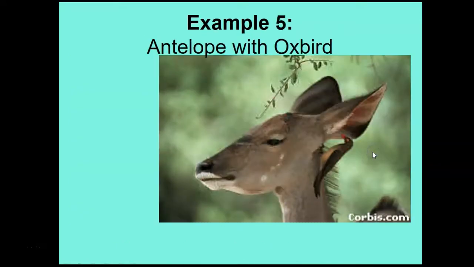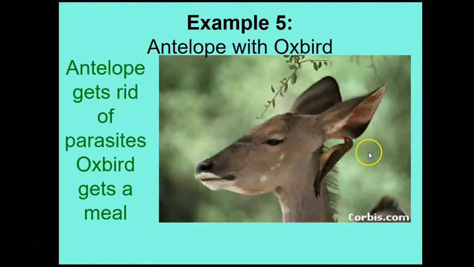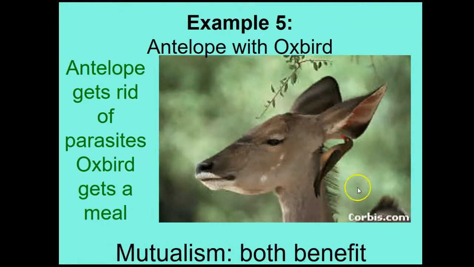All right, the fifth example here we've got is an antelope with an oxbird. This antelope is able to get rid of parasites that are in its ear or on its skin, and the oxbird is getting a meal. So what kind of relationship do you think this is? You can figure it out by figuring out who is benefiting. And if they're both benefiting from the relationship, it is mutualism.